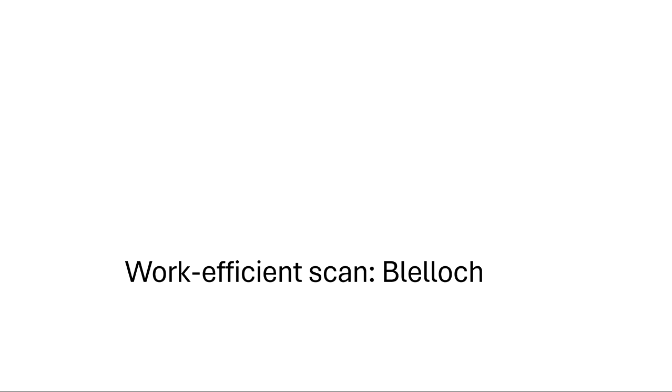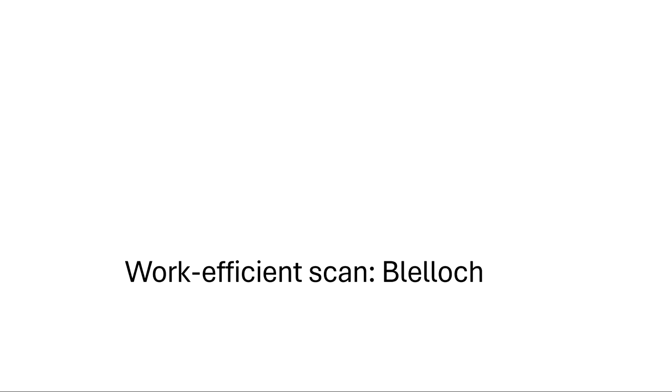So I'll show you 2 different approaches to parallel scans. Remember, in parallel programming, we have these 2 different measures of complexity: the work measure and the span measure. Work is the total amount of computation that gets done across all the processes together. Span is the time it would take to run if you had an infinite number of processes available. It's the longest path through the computation.